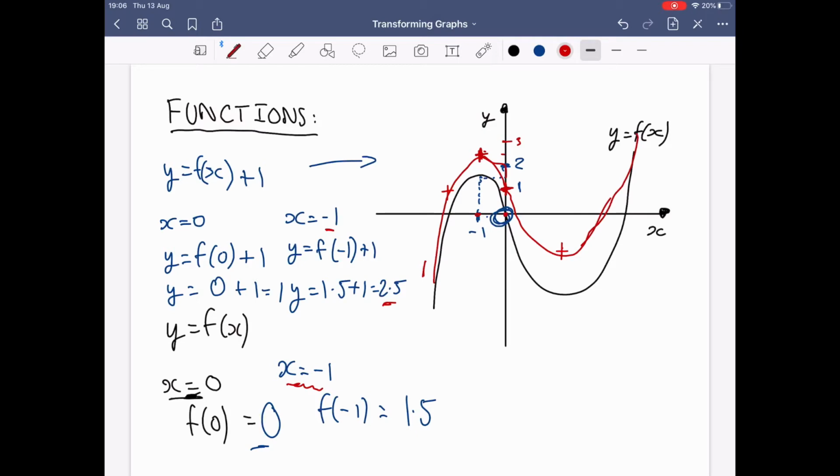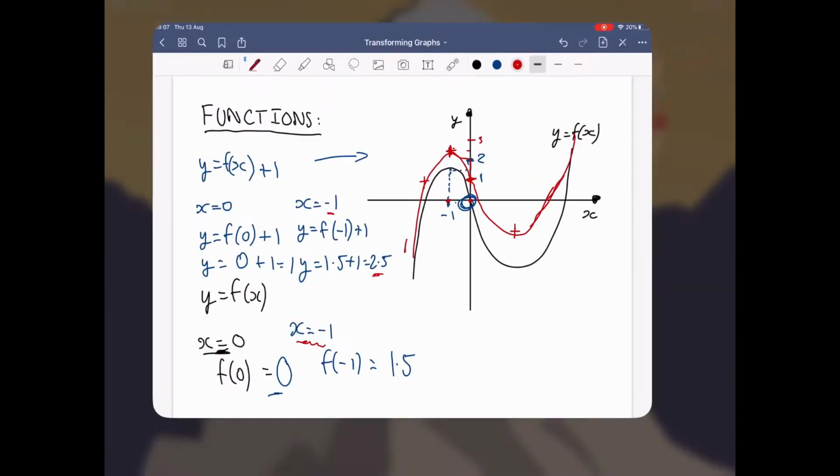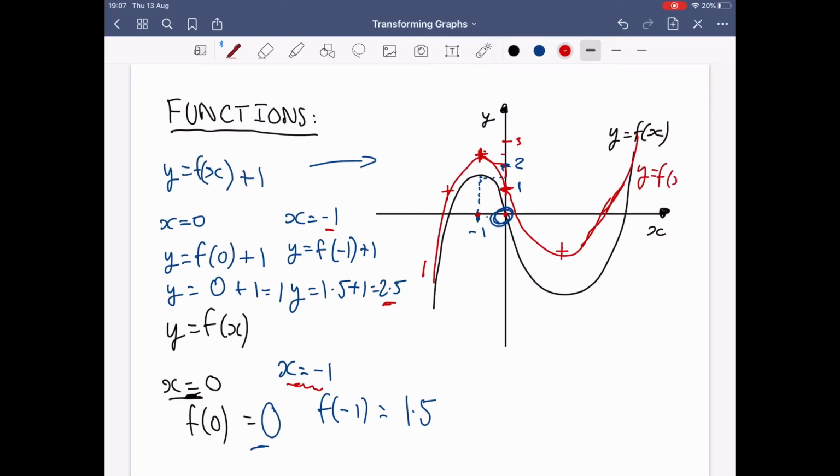Well, this is very bad, but you will basically see that now this is y equals f of x plus 1. So now that this is y equals f of x plus 1, we have graphed our new function, and we have transformed the original y equals f of x into something new just by adding a 1. And this is basically transforming graphs.